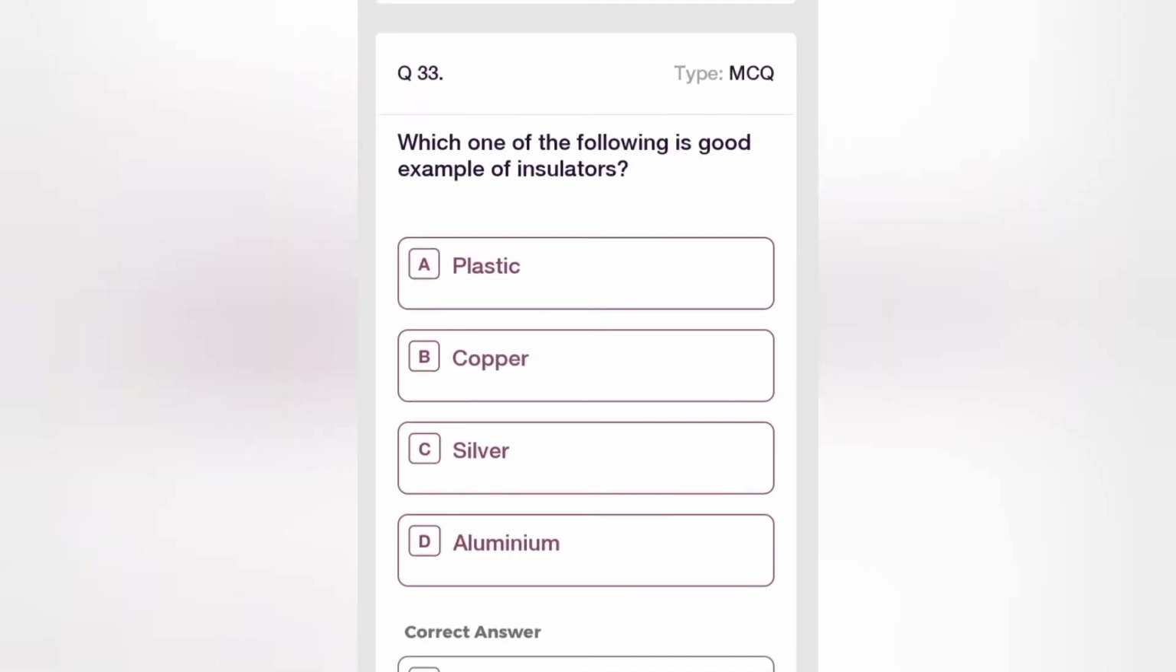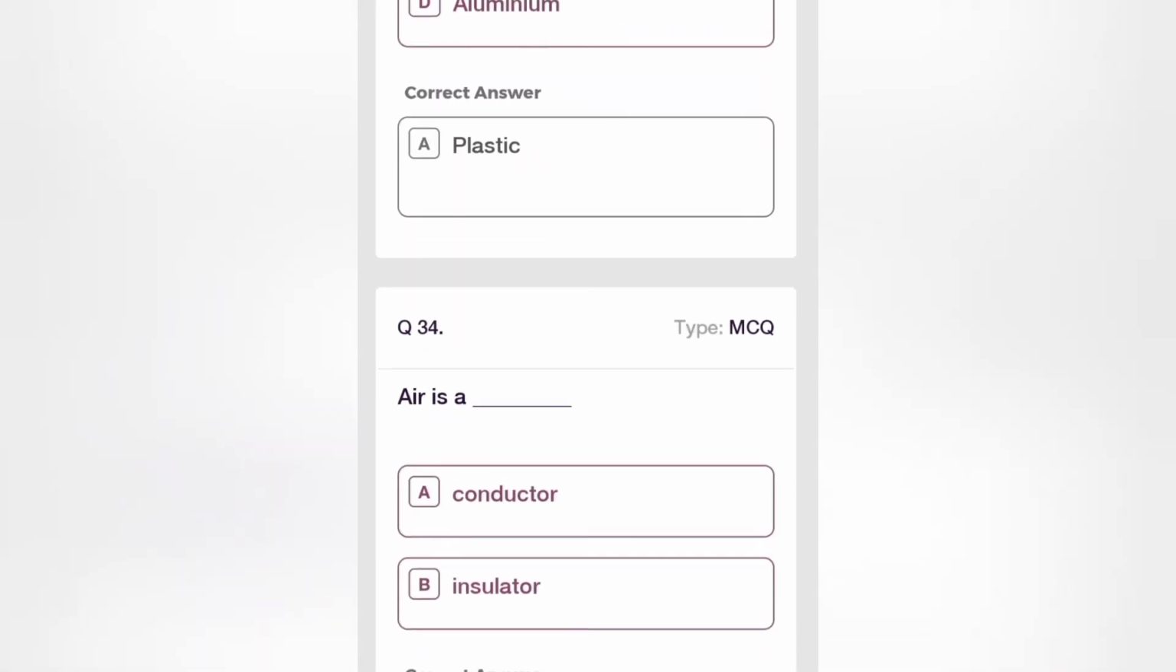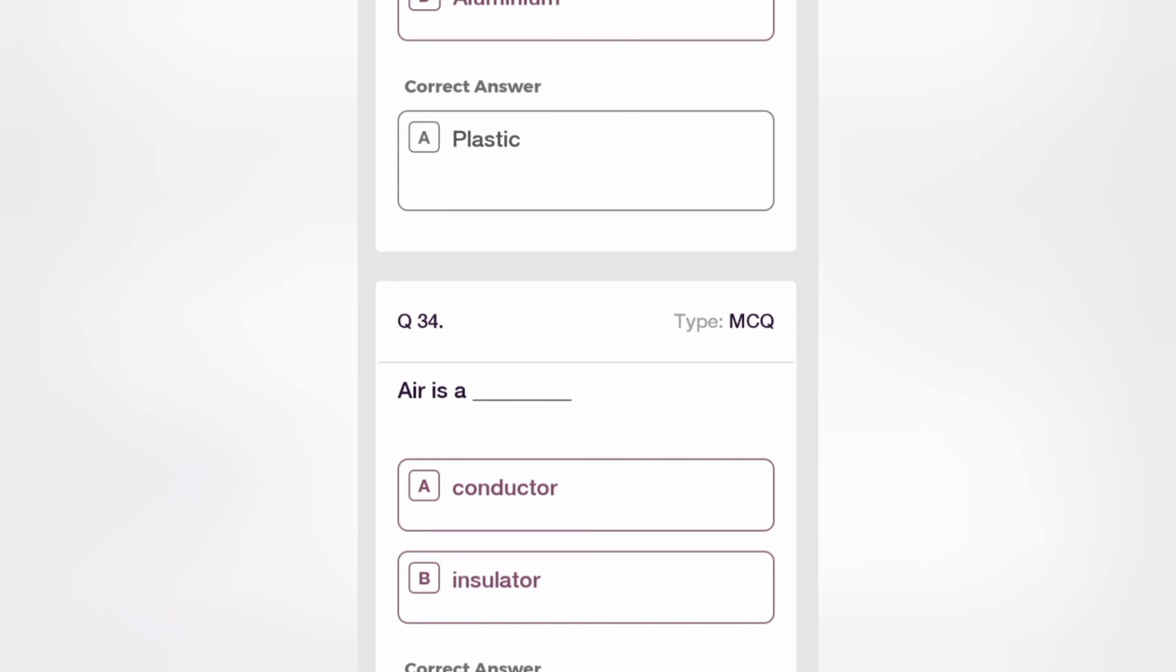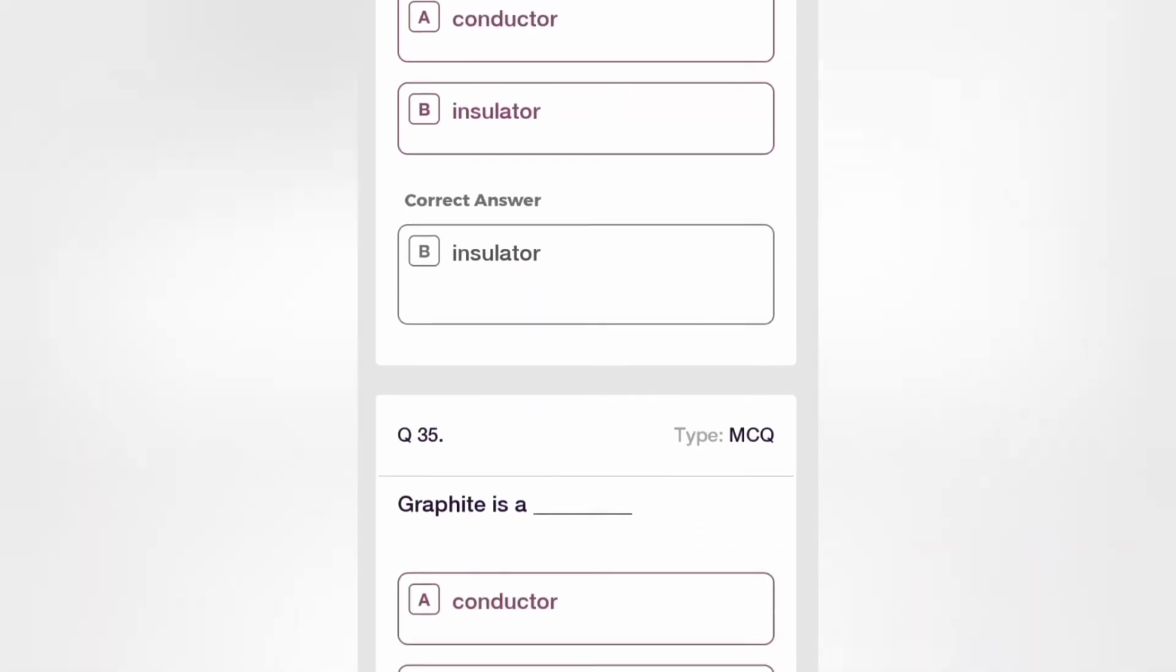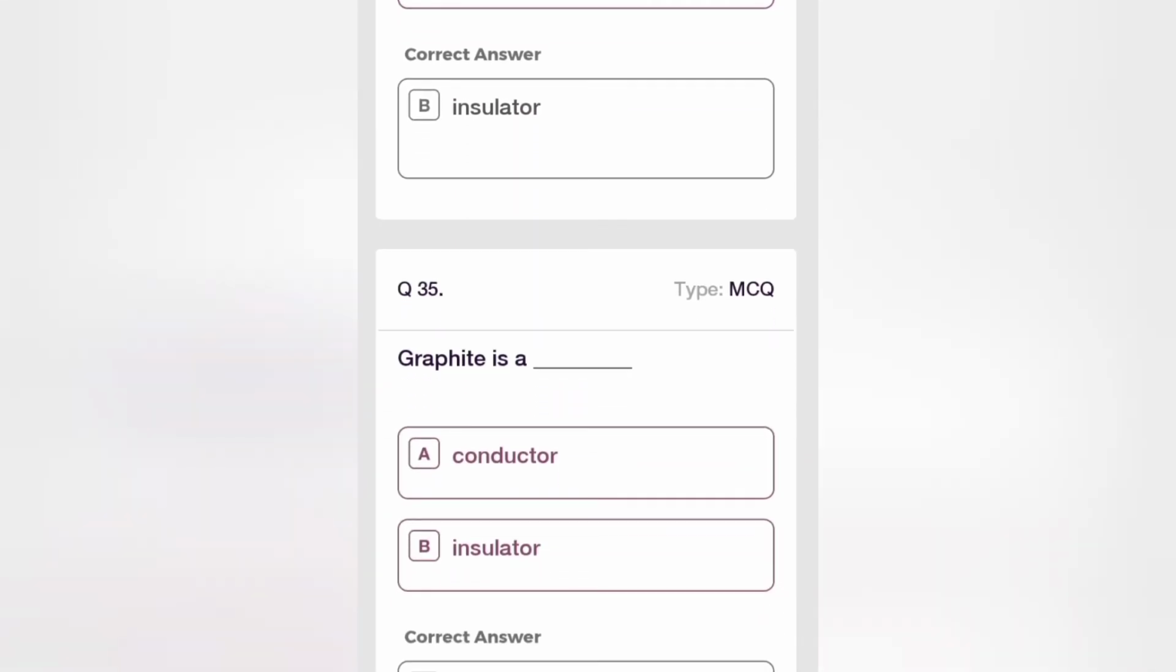Okay, that's right. Next, is air a conductor or insulator? If air conducts, what will happen? Right from between the sun and the earth, if it is conducting, then what happens? No living organisms would survive. So it is acting as a dielectric. That means it acts as an insulator only. So air is an insulator, not a conductor. Conductor is the wrong answer. Insulator is correct.